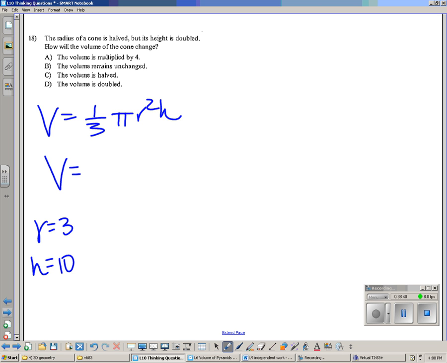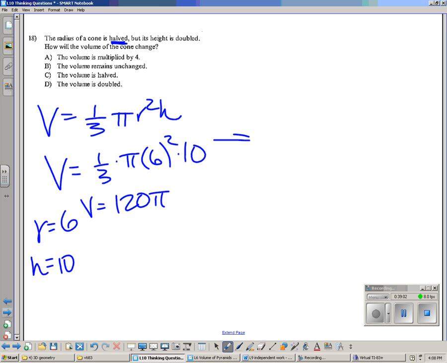Okay? Because we want to be able, actually, you know what? We want to be able to have the radius of the cone nicely. So I'm going to pick an even number. I'll make it 6. Okay, so we have 1/3 times pi times 6 squared times 10. 6 squared is 36. Divided by 3 is 12. 12 times 10 is 120. So 120 pi.